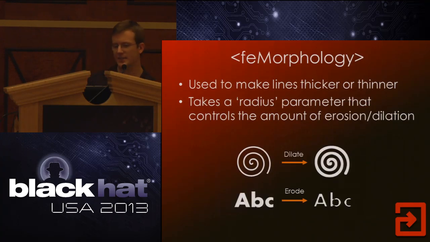So I had a look at the Firefox source code, and I found this filter called FE morphology. So morphology is a fancy term. Basically, it is used to make lines thicker or thinner. And this filter takes one parameter, radius, and that controls how much thinner or thicker the lines get. So there's two modes: there's dilation, which makes things thicker, and there's erosion, which makes things thinner.